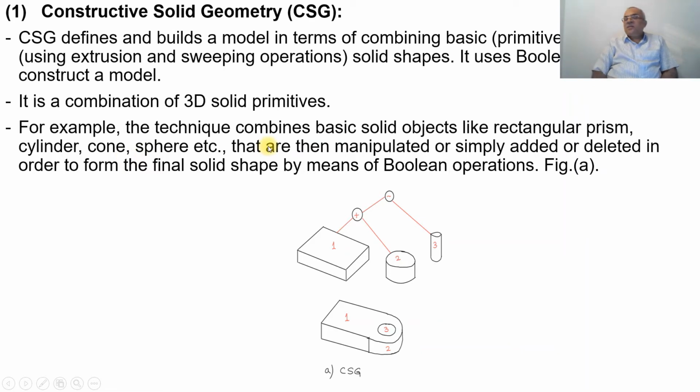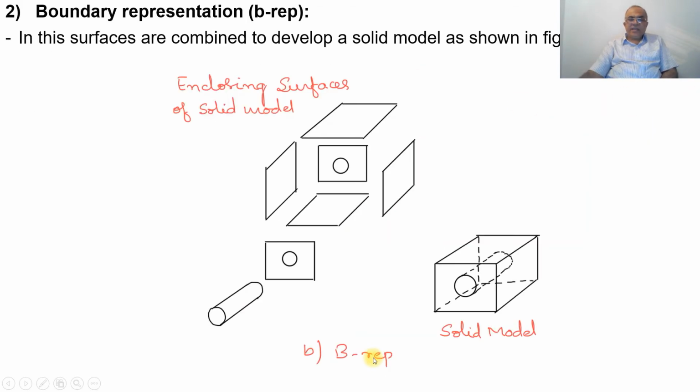So these are the standard solid primitives that are then manipulated, or simply added or deleted, in order to form the final solid shape by means of the Boolean operation, which has been shown in figure A. Now the second way of consideration is the boundary representation. In this, surfaces are combined to develop a solid model as shown in this figure.